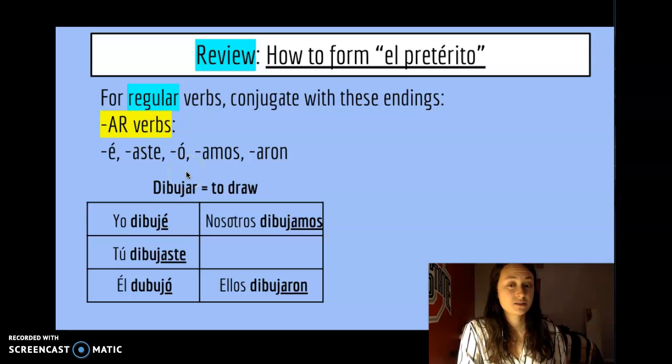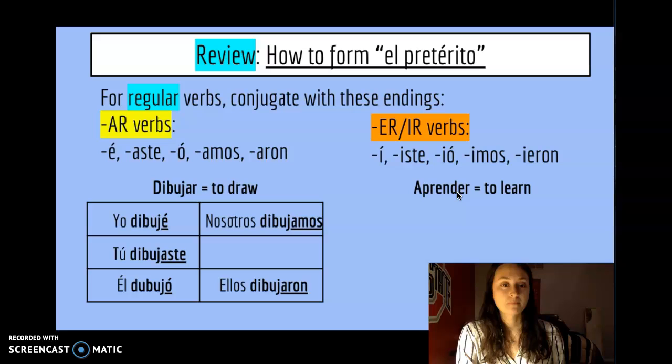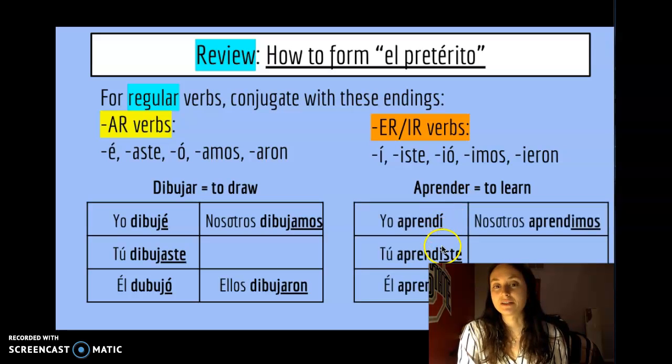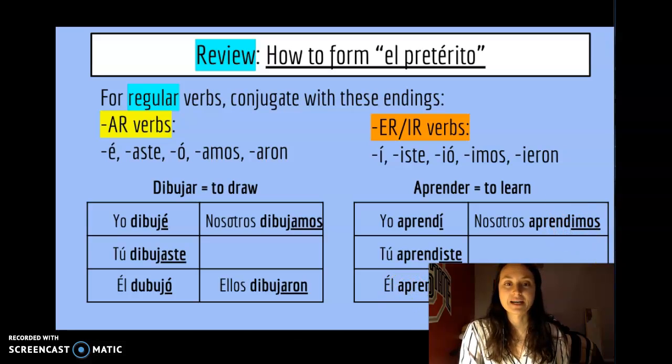Do you remember the ER endings? Í, iste, ió, imos, ieron. Try again with aprender. Pause and test yourself. See how you do. ¿Listo? Aprendí, aprendiste, aprendió, aprendimos, aprendieron. I-E-R-O-N. ¿Sí? Fabuloso. So those were our regular verbs.